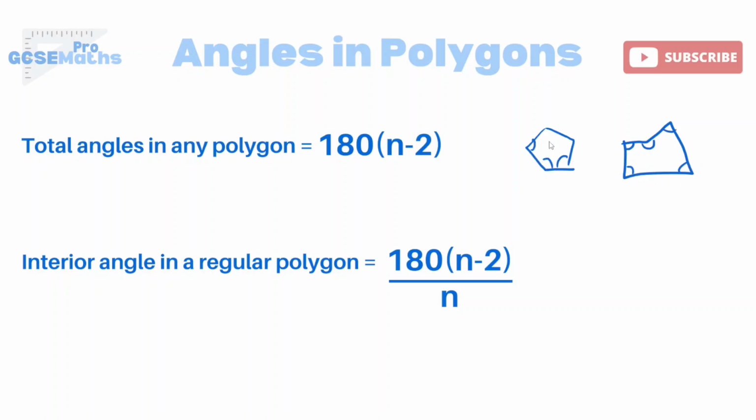But in a regular pentagon, obviously all 5 angles individually are the same. So if you want to find out the interior angle, so one interior angle in a regular polygon, so any shape where all of its sides are the same and therefore all of the angles are the same, you would do 180 times n minus 2 to work out what the total is, and then just divide it by the number of sides to find one of those angles. So those are the main 2 formulas. They're basically the same thing, just a little bit extra here.